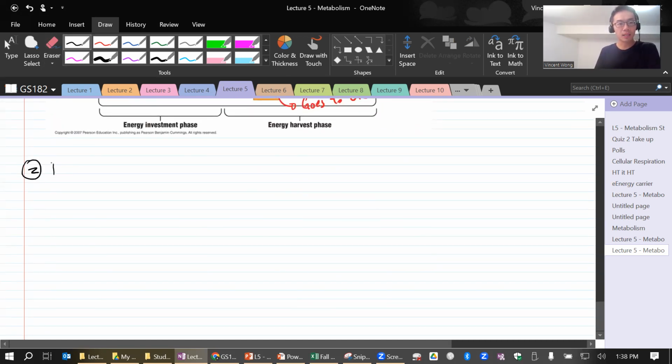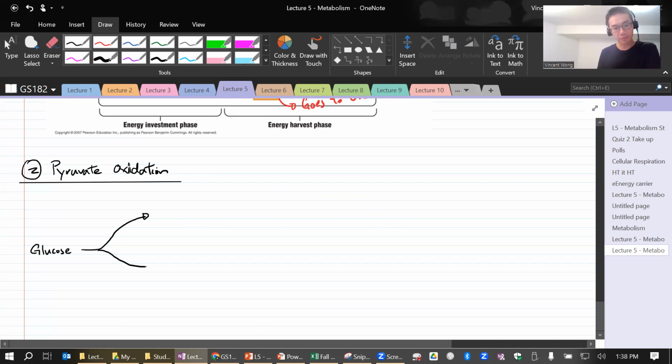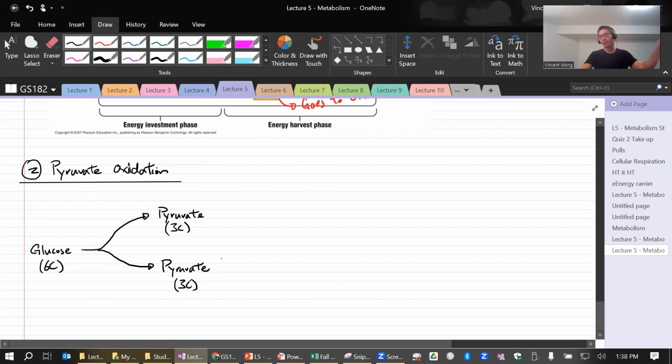Step 2, pyruvate oxidation. We had the glucose from the beginning, and I'm just drawing a continuation of what we had there. We have the 2 pyruvate. So 6 carbons in glucose, 3 carbons in the pyruvate. Nothing is new so far.